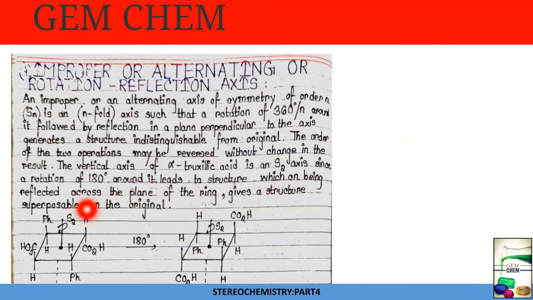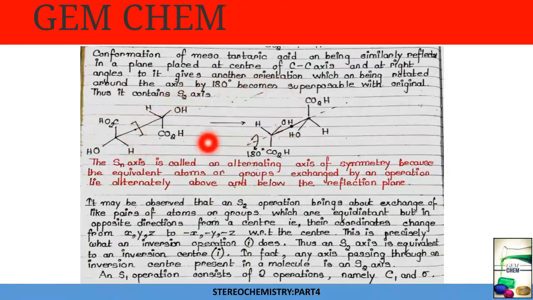So see here, this is the truxylic acid. So see here, conformation. Next example is that conformation of mesotartaric acid on being similarly rotated and reflected. We can see that superposable structures are being obtained. So see this example. Similarly from here, rotation and reflection. So ultimately the same structure will be given. First here rotation is done, then reflection.